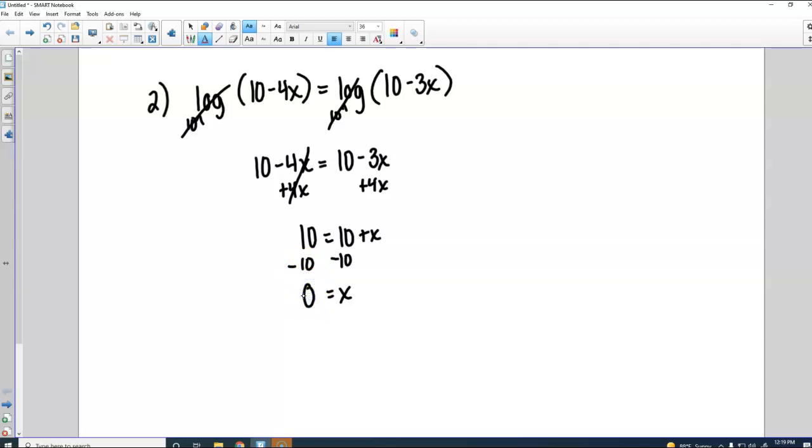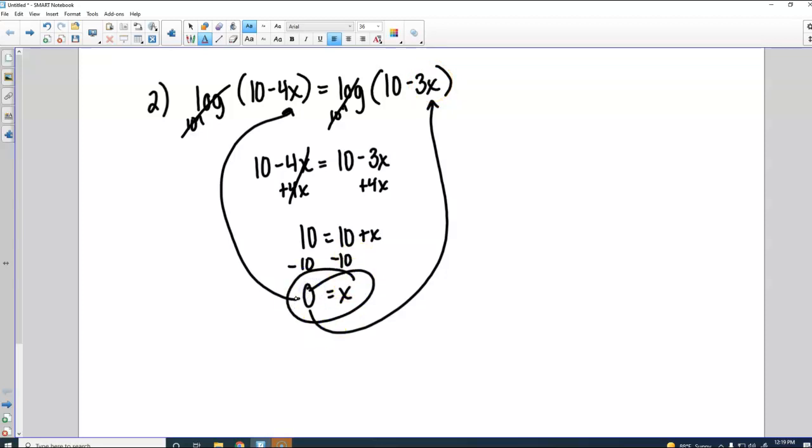Now, we cannot take logs of 0. But if I plug 0 back in up here, do I get a 0? 10 minus 4 times 0 is 10, right? And 10 minus 3 times 0, also 10. So it's fine. 0 can be your answer. You just can't take the log of 0 when you plug something back in. So you would write x equals 0. Right. X equals 0 is your answer for this.